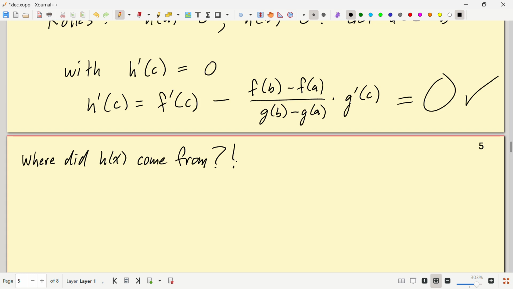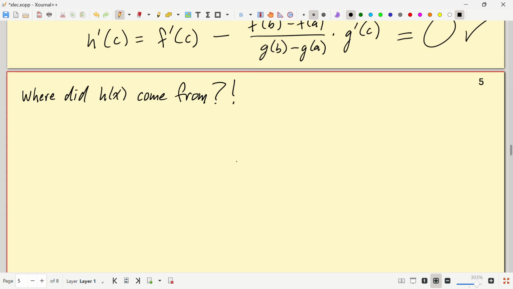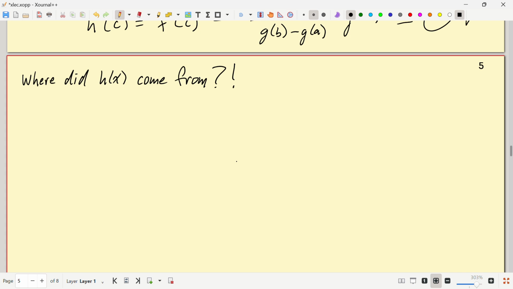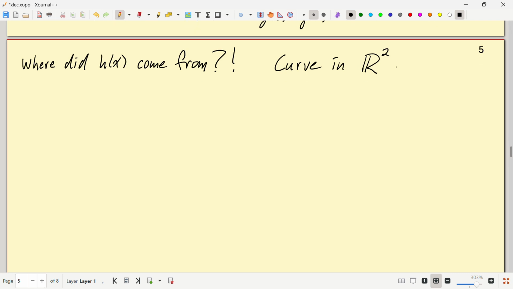Well, here's the picture. I'm going to do an R2 curve, a curve in R2, parametrically defined by x is f of t and y is g of t.